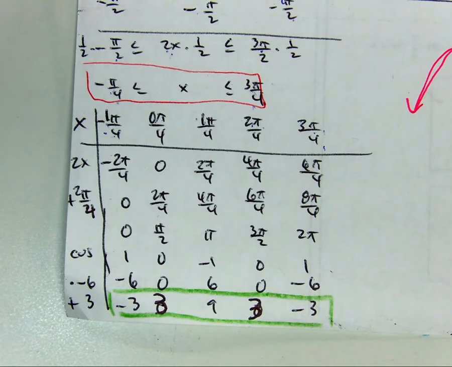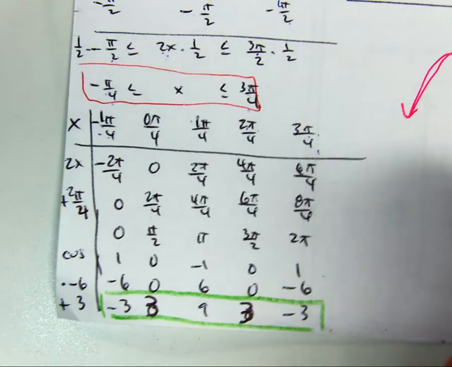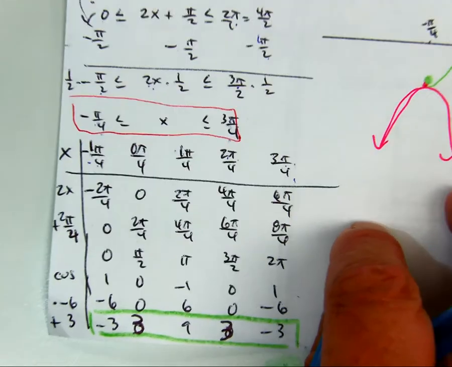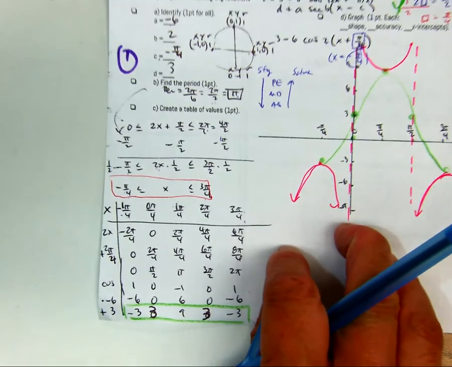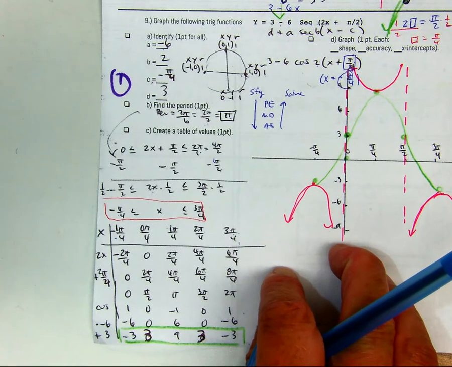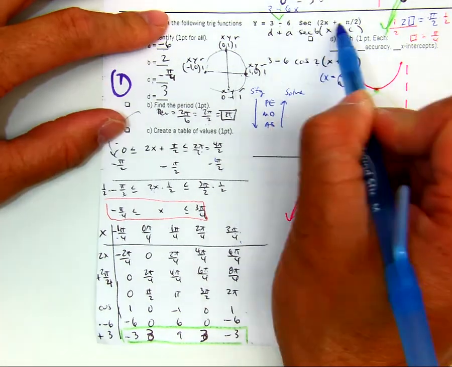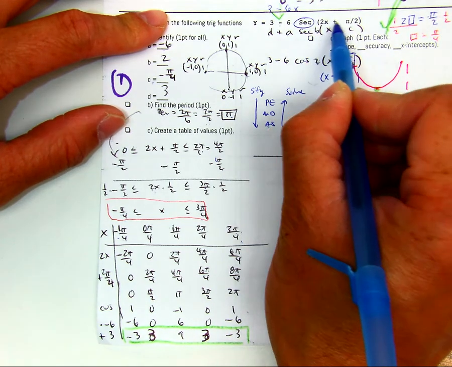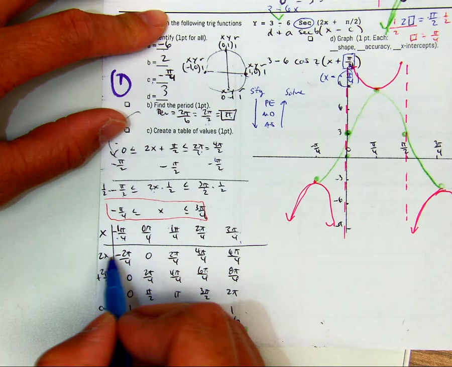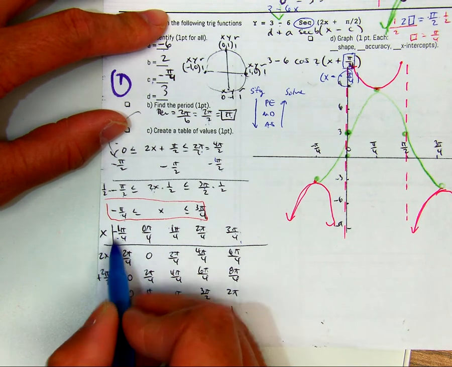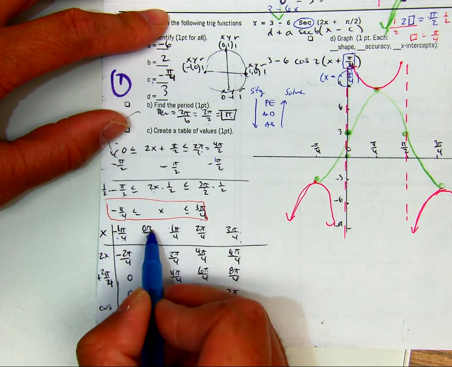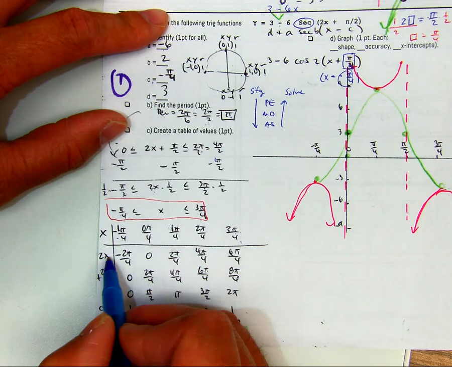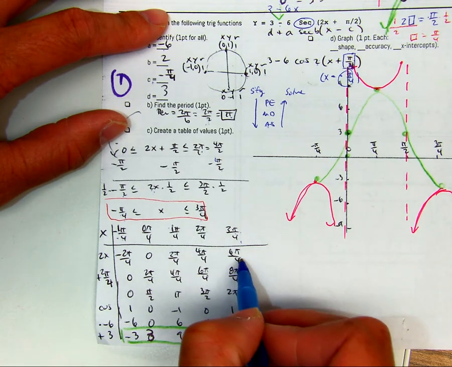Again, now my table, you can choose either equation to work with, and I'm choosing to work with the original equation. Remember, you just change the secant to cosine. So here, I'm going to multiply all my values by 2. This gives me negative 2 pi over 4, 0, 2 pi over 4, 4 pi over 4, and 6 pi over 4. And I did something interesting.